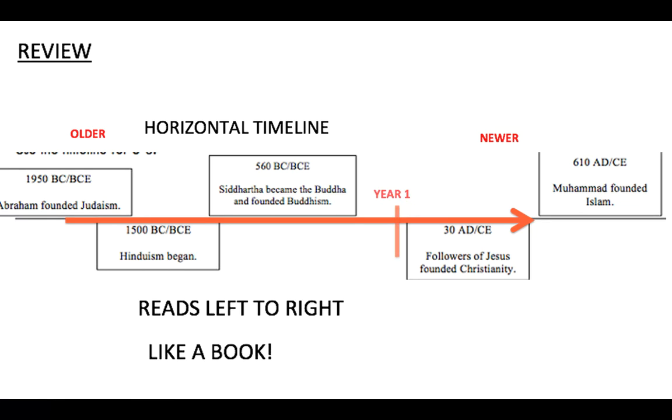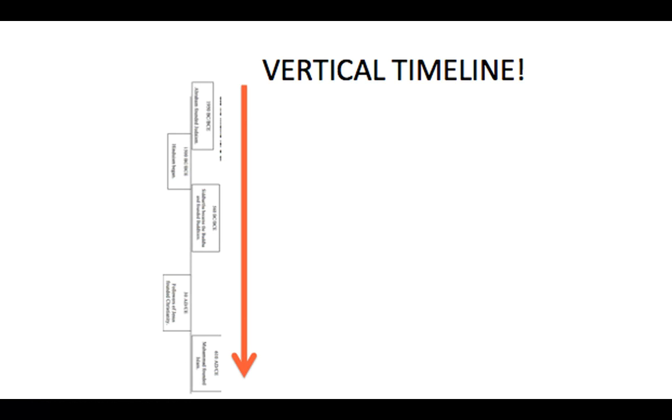Notice where I put year 1 on this timeline. You have to pay close attention when placing year 1, because you must put it between the BC and the AD years. See that this date says BC, so I know that happened before Jesus was born. And this date says AD, and the date says that followers of Jesus founded Christianity, so I know that Jesus must have been alive. The AD dates and the BC dates are divided by year 1. If you spin this timeline around, it becomes a vertical timeline because it is running up and down.